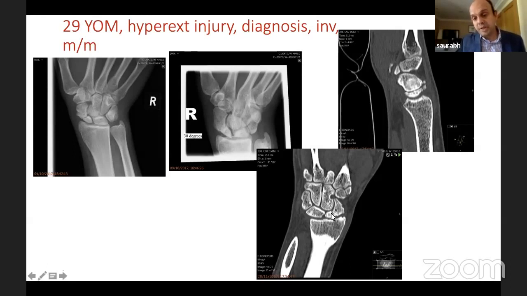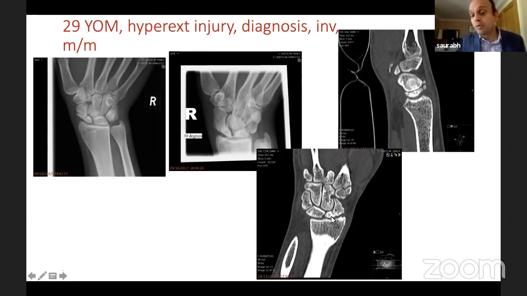And the other thing to appreciate here is this fracture line. Now, imagine a situation where the fracture line is exiting very vertically. This is a transverse line, but it can be very vertical. And that's why your CTs are your best friends, because once you know your fracture lines, then you can accordingly place a screw.